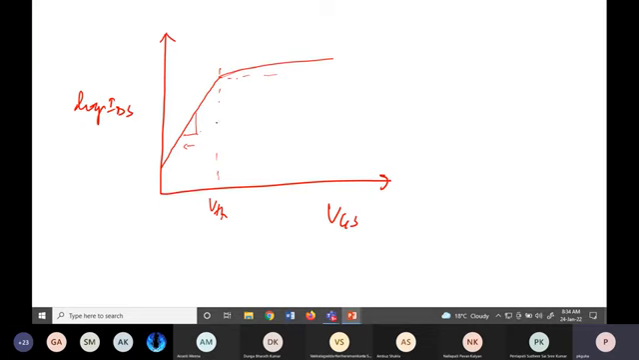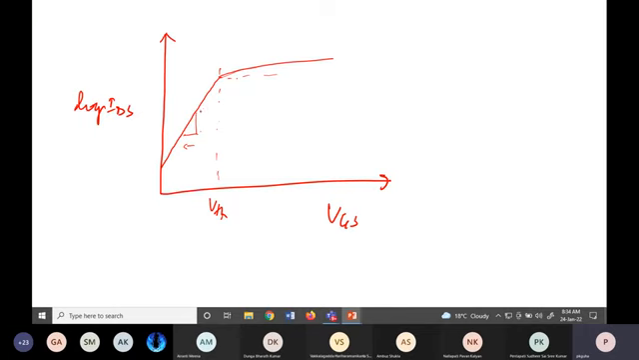This represents a couple of things. One is that the current below this threshold is not zero. This also represents that a subthreshold slope below 60 millivolt per decade is not possible to achieve. Often we get 80 millivolt, 90 millivolt per decade.